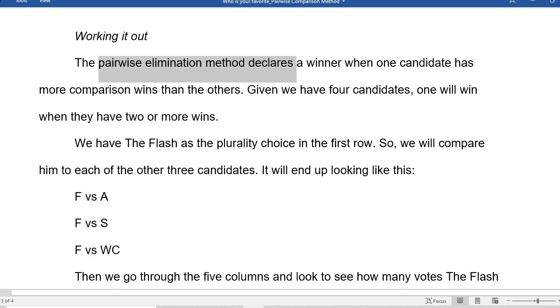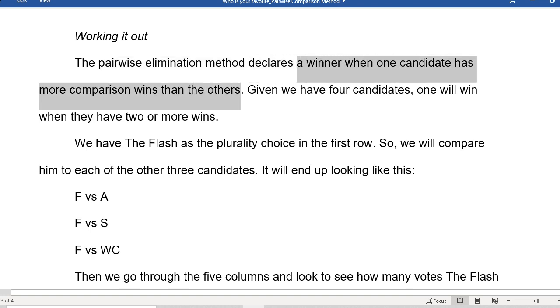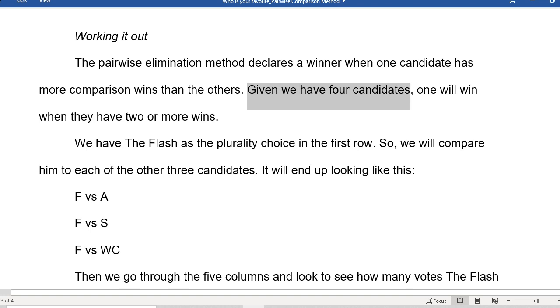Working it out with the pairwise elimination method, right, a winner is when one candidate has more comparison wins than the others. Given that we have 4 candidates, one will win when they have 2 or more wins. Probably 3, right? If you have 4 candidates, you want to have 3 wins. You could have a tie with 2 and then need to do a tiebreaker. All right. We have the Flash as the plurality choice in that first, not row, column.